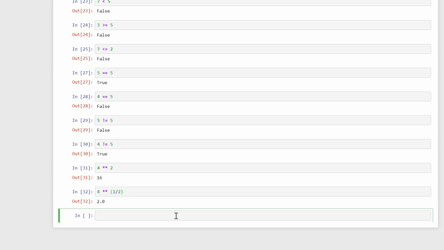So 1 over 2, or a quarter root would be 1 over 4, and use that as the exponent. Python will do exactly the same thing, just like a calculator. The other is floor division.